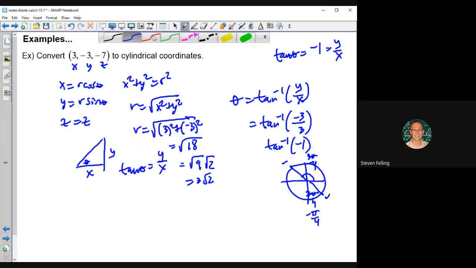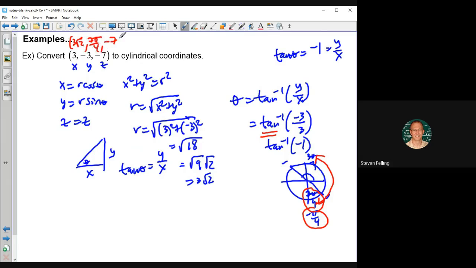But the thing to know is that the inverse tangent function's range can only output angles on this part of the unit circle. So we should report this as either negative pi over 4 or 7 pi over 4. So if I was going to write this in cylindrical coordinates, I would say that the r is 3 square root of 2, the angle is 7 pi over 4, and the z is still negative 7. Okay, that's the cylindrical coordinate equivalent.